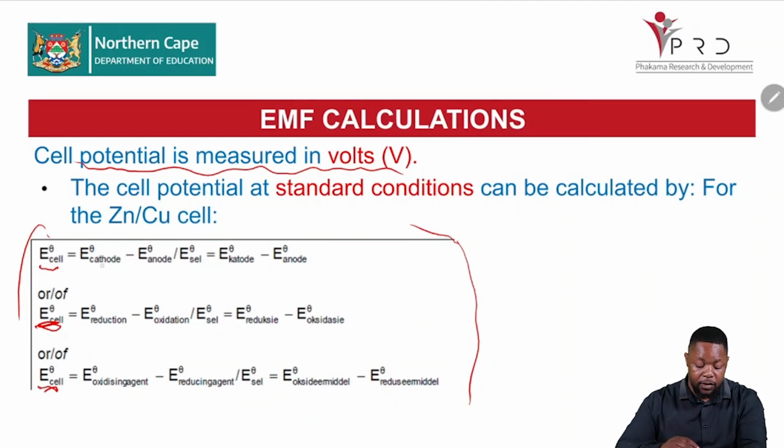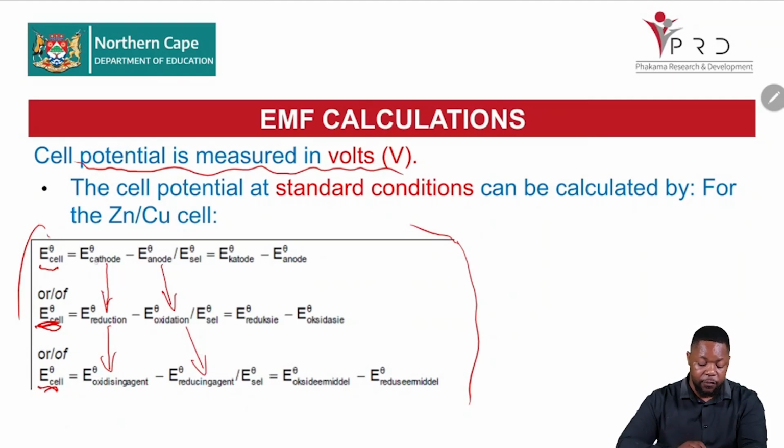Now, you will see that at the cathode, that's where reduction occurs. Where reduction occurs, that's where you get your oxidizing agent. The anode, that's where oxidation occurs. Where there's oxidation, that's where you will get your reducing agent. You can use any of these formulas, but you can also use them to revise and remind yourself of the number of concepts.